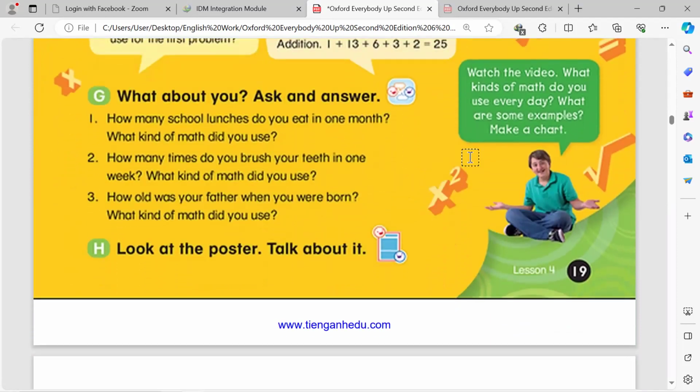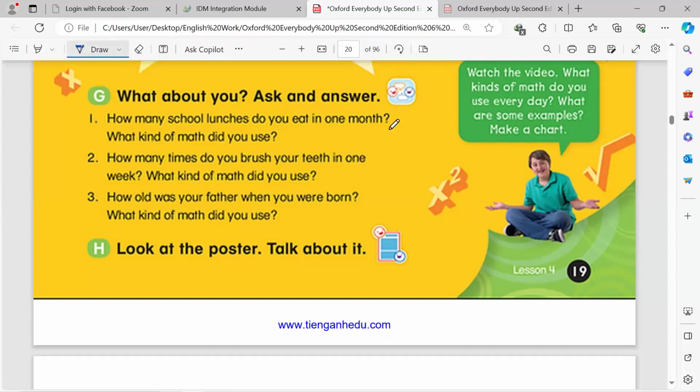What about you ask an answer: how many school lunches do you eat in 1 month? When you go to school you have to make a lunch box. How many times do you eat in 1 month? What kind of math did you use? So 1 day is 1 lunch box, school days in 1 month. Okay, that's the word problem. I will give you the homework for you.